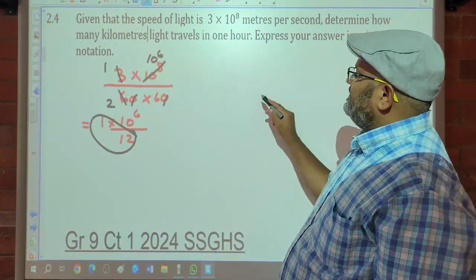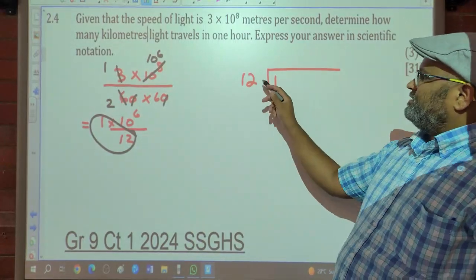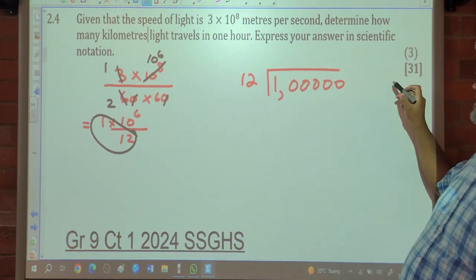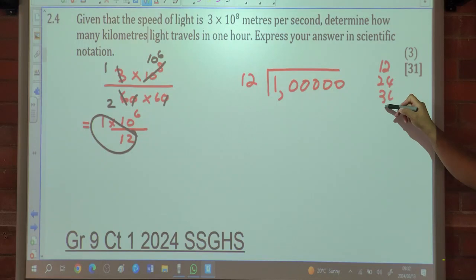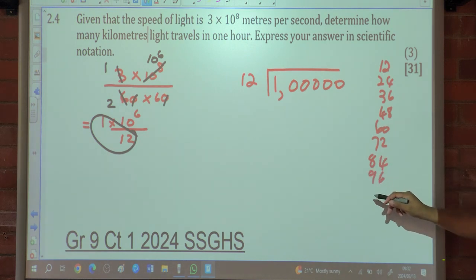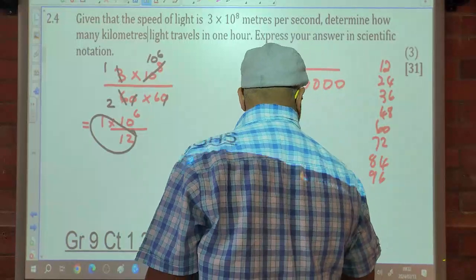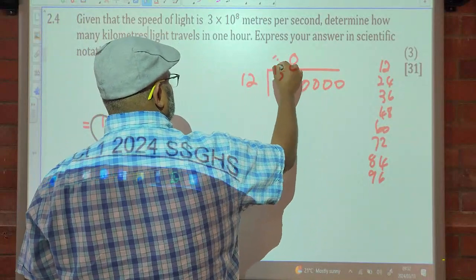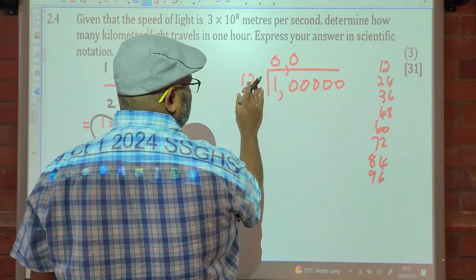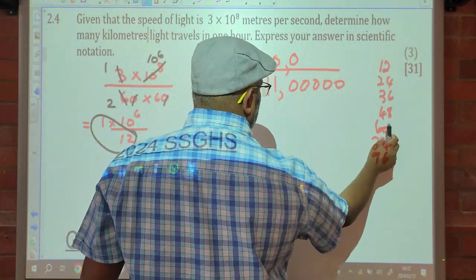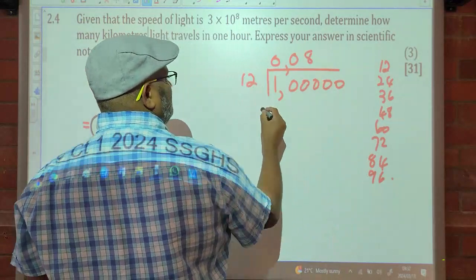So what I must do now is get this part in decimal. So it's going to be 1 divided by 12. Of course it can't go, so I add the zeros. I write the 12 times table: 12, 24, 36, 48, 60, 72, 84, 96. I think that should be enough. So you ask, okay, 12 can't go into 1, can't go into 10 here, so it's 0, 0. So now I'm looking at 100. 12 goes into 100, 96 times. So it's 1, 2, 3, 4, 5, 6, 7, 8 times. 8 times 12 is 96.